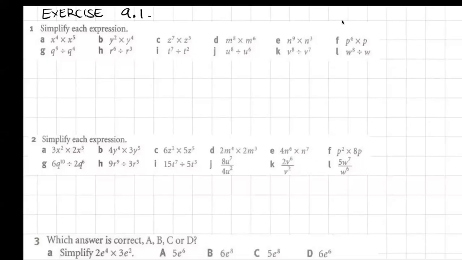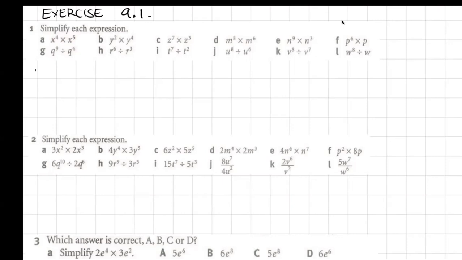So we're in Coursebook 9, exercise 9.1, where we learn how to simplify algebraic expressions. First, we need to understand the law of indices, whereby if it is a multiplication, then we have to add the powers together. We have done that in the tutorial earlier on. So here is just a discussion for the exercise.